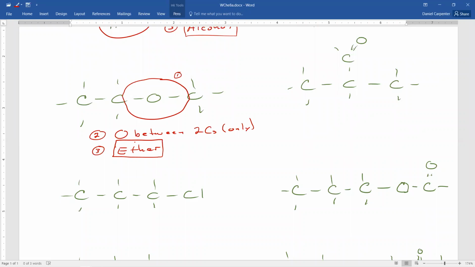The next one, moving to the right, is going to annoy some of you. So don't jump to conclusions too quickly on this one. What's not the regular C and H? What's different? It's right there.